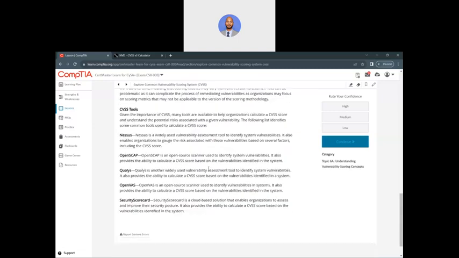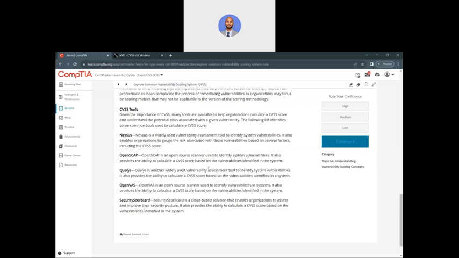So these are the CVSS tools that are most often used in the field. Nessus is the widely used vulnerability assessment tool to identify system vulnerabilities. If you ever work in the DoD, ACAS is the tool for a lot of vulnerability scanning. It is the DoD's version of Nessus. And if you look at OpenVAS, it is the open source version of Nessus. So Nessus is kind of the industry standard.